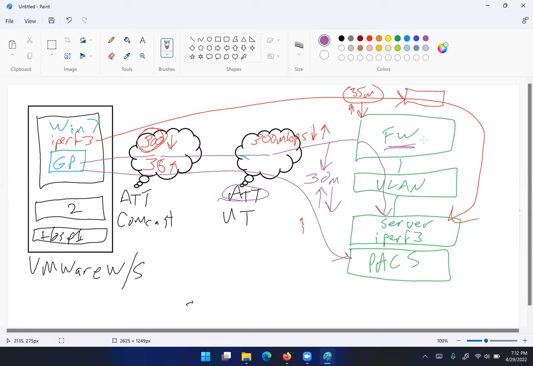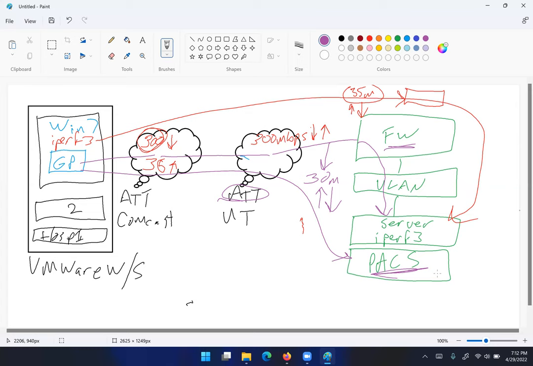So this is what we're dealing with. The last piece of the puzzle, I think, is going to be that 35 meg upload. Like I said, I need to double check and figure out how PACS works. I'm gonna talk to some of their engineers and say, hey, what's the limiting factor on transferring those big file images?